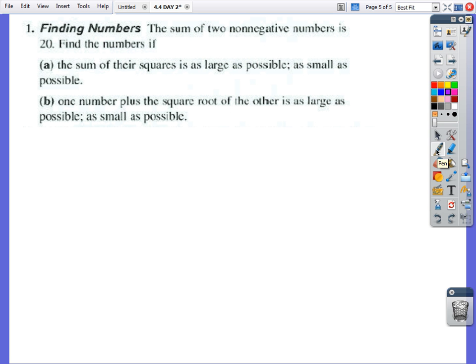We have the sum of two non-negative numbers is 20. So let's start off with two non-negative numbers. There's an x number and a y number, and when we sum them, they're going to equal 20, and x and y are both greater than or equal to 0 because they're non-negative. It looks as though it can equal 0 because it just says non-negative. Find the numbers if the sum of their squares is as large as possible.